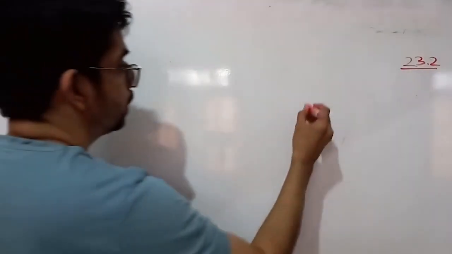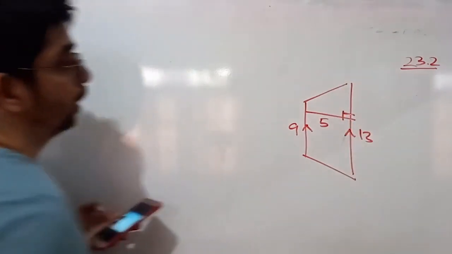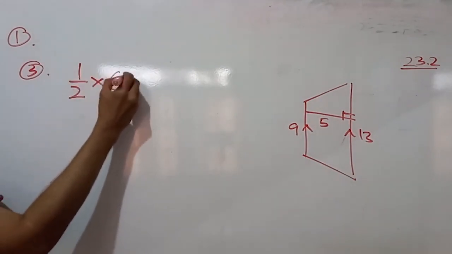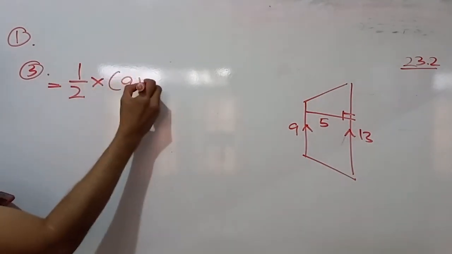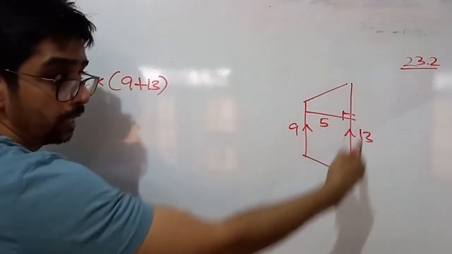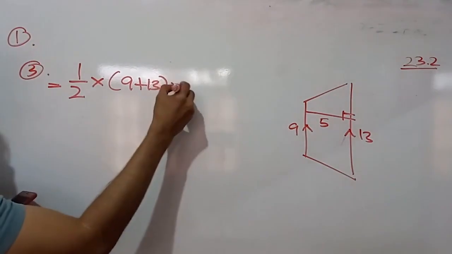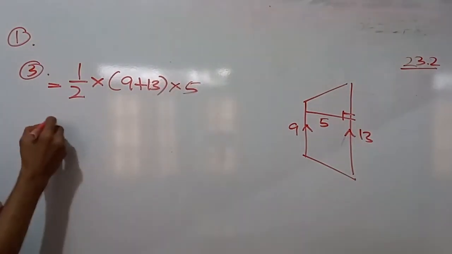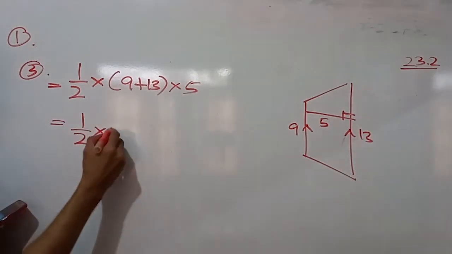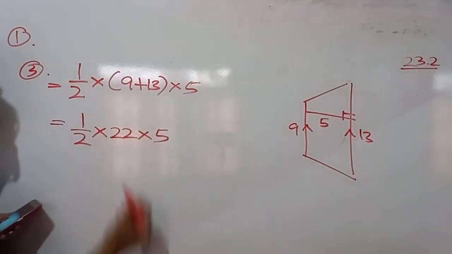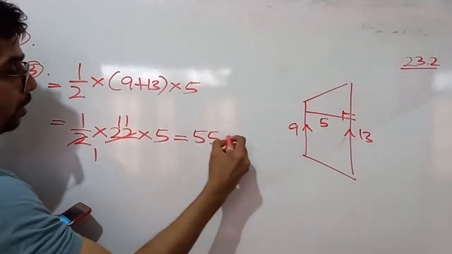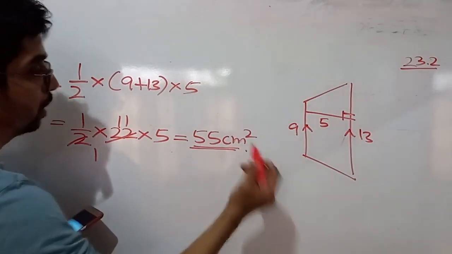So we have something like this. All lengths are what? That is in centimeters. So the area is half into 9 plus 13. We have to add the lengths of the opposite sides. Then multiply that by 5. So half times 9 plus 13, that is what? 22 into 5. 2 times 1, 2 times 11. So we get what? 55 square centimeters.